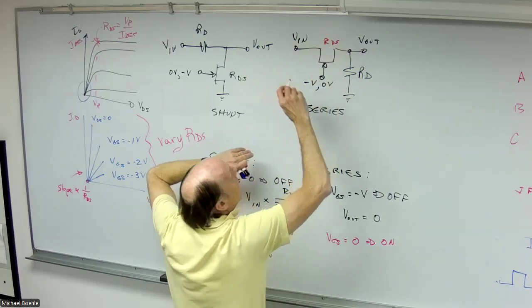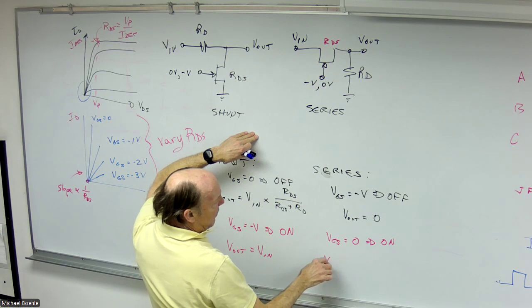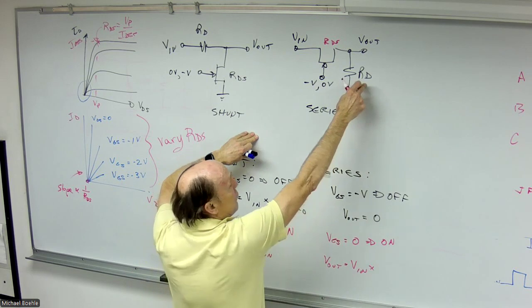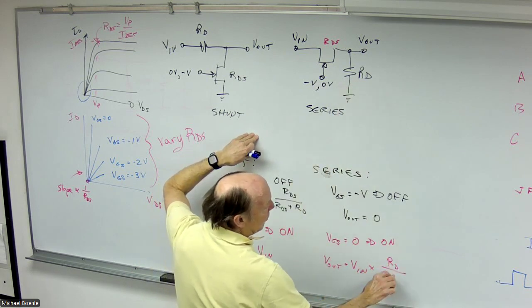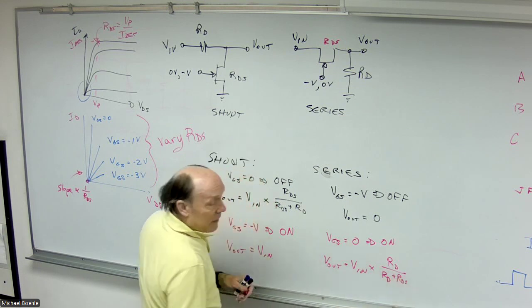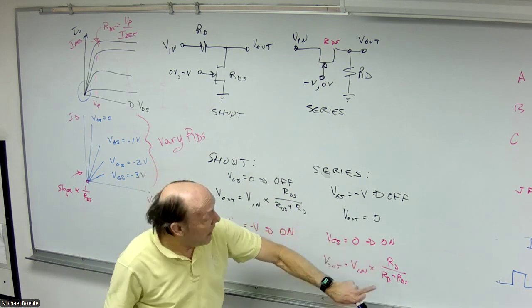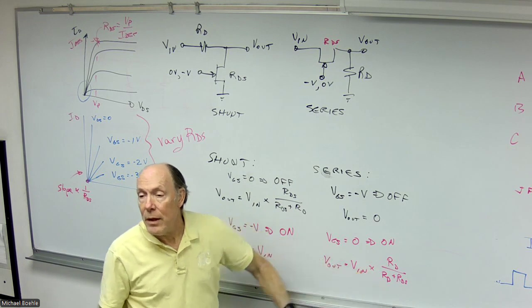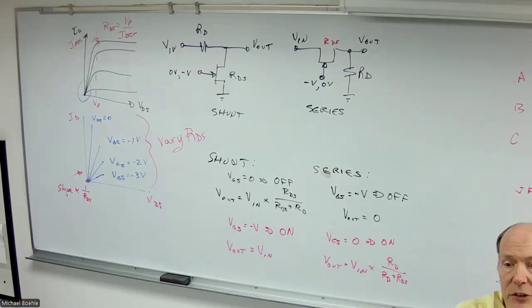And so I have a voltage divider where now the output voltage will be equal to the input voltage times the drain resistance divided by the drain resistance plus RDS. And once again, if that drain resistance is a lot bigger than RDS, then this fraction is very, very close to 1.